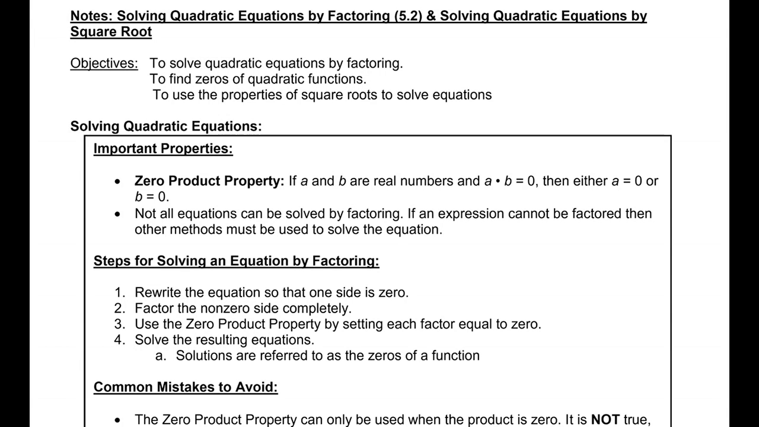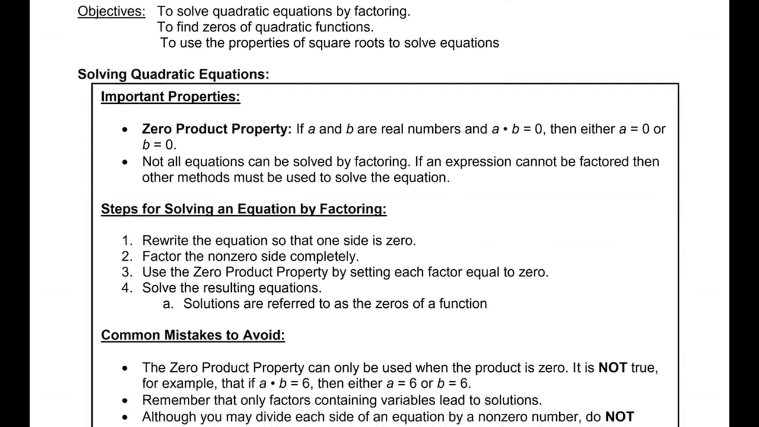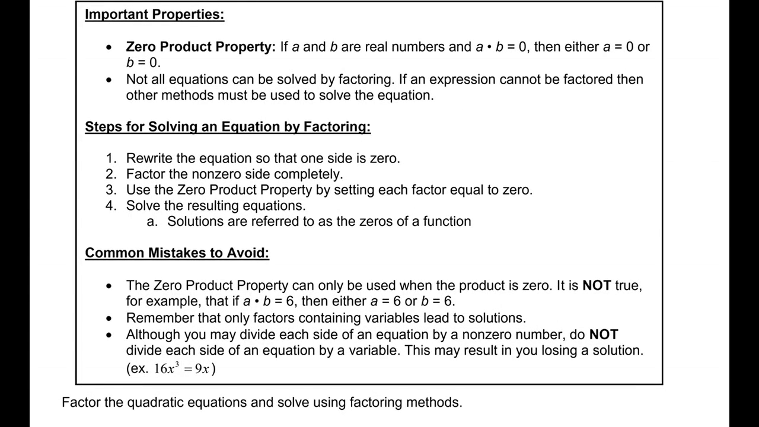Today's notes are on solving quadratic equations by factoring and solving quadratic equations by taking the square root. Some important properties for you to know: first, the zero product property, which says if a and b are real numbers and a times b equals 0, then either a equals 0 or b equals 0. Not all equations can be solved by factoring. If an expression cannot be factored, then other methods must be used to solve the equation.